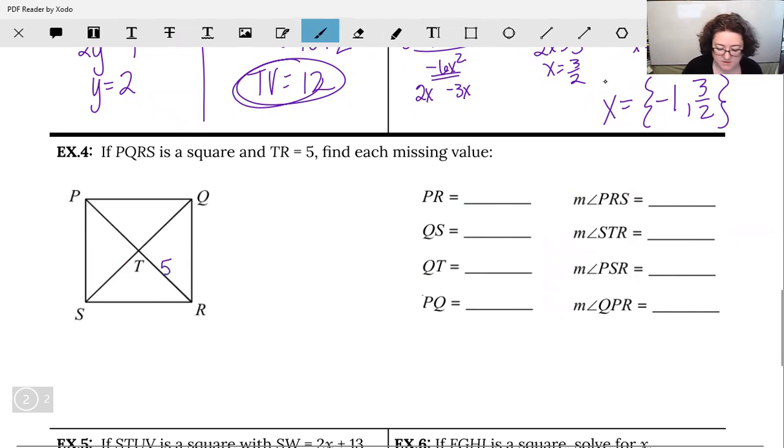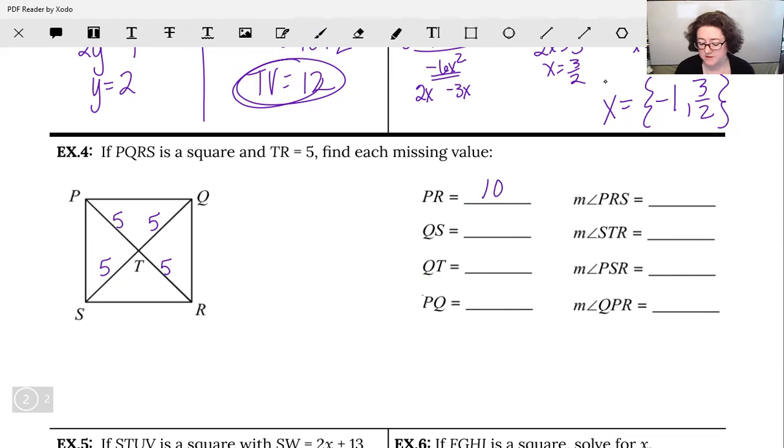So if that's the case, what else can I label as 5? Well, all the rest of the pieces of the diagonals are 5. Everything's bisected, everything's congruent for a square. Everything is perfectly symmetric on a square. Okay, so let's start filling these in. Segment PR, well, that's an entire diagonal. If the two pieces are 5, then the whole thing needs to be 10.